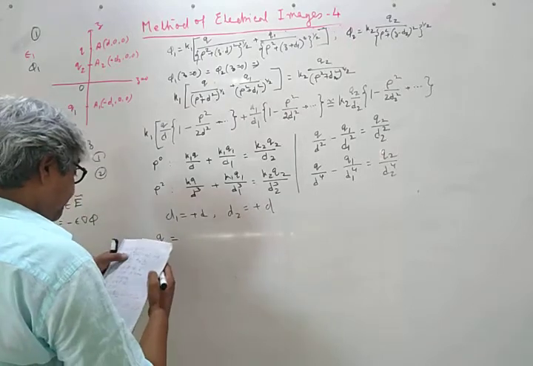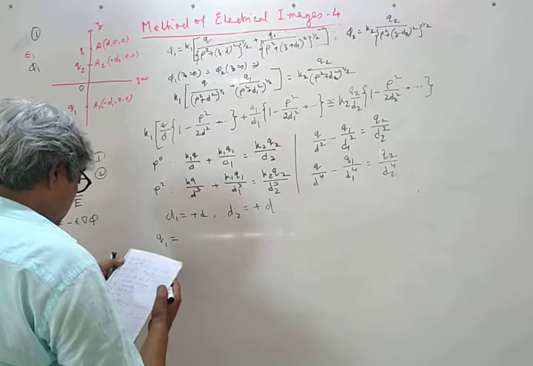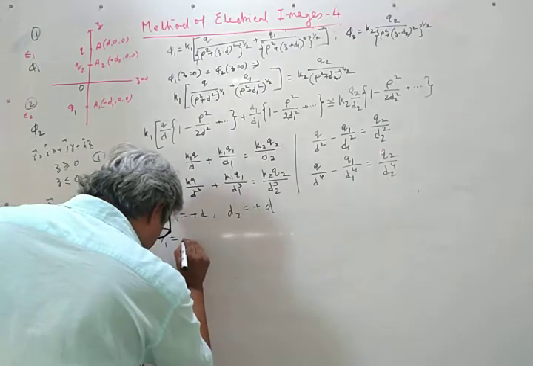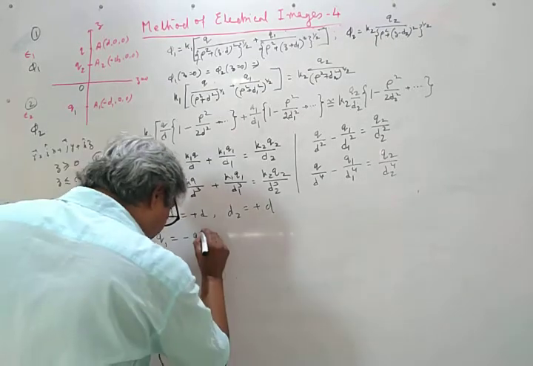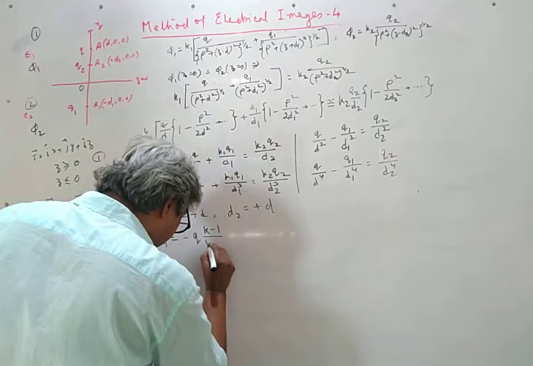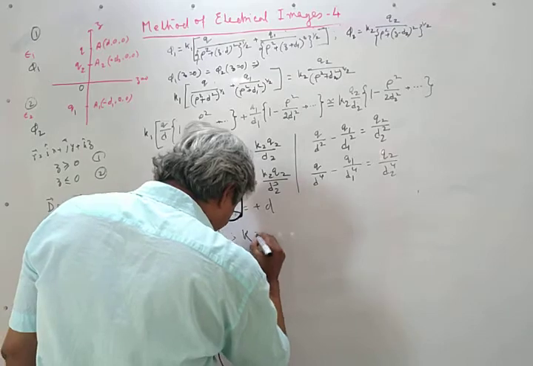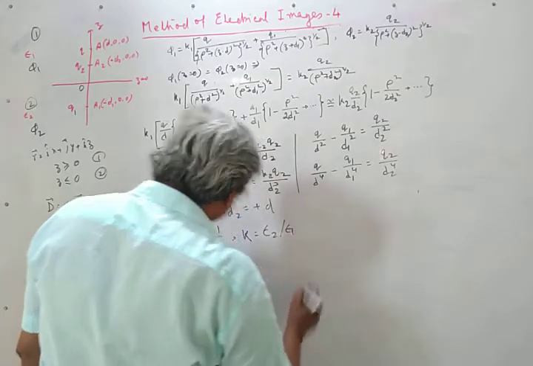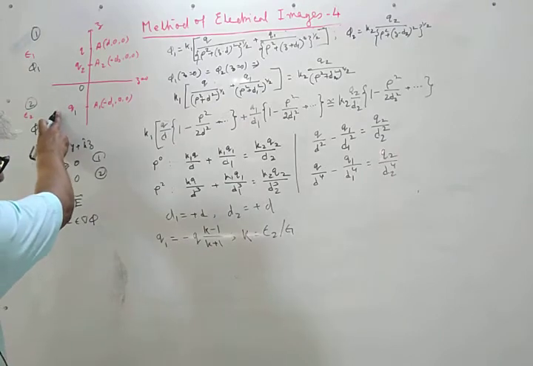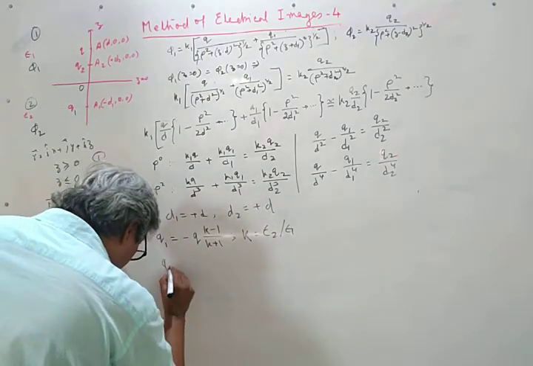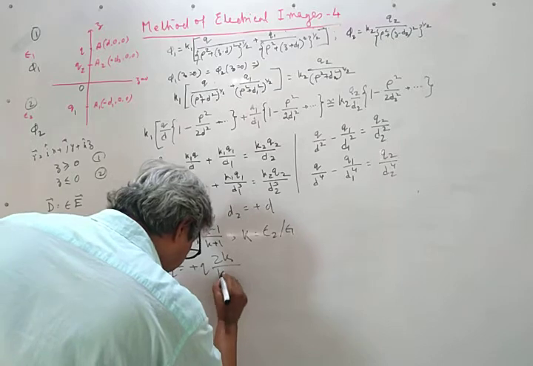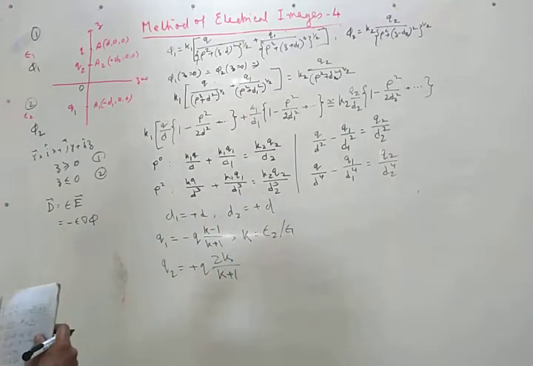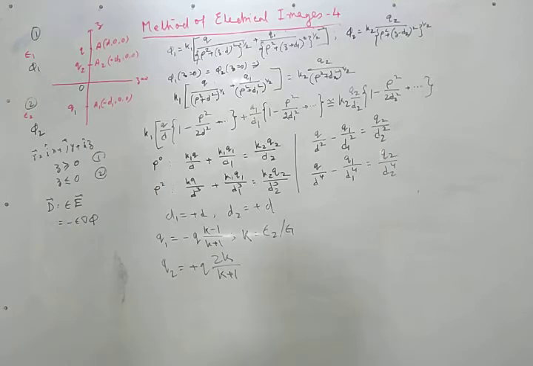q1 is equal to minus q, the inducing charge, times capital K minus 1 by K plus 1, where capital K is epsilon 2 by epsilon 1, that is, the relative permittivity of medium 2 with respect to 1, and Q2 is plus Q twice K by K plus 1. These are the inducing charge, these are the magnitudes of the induced charges and the image charges and the location.